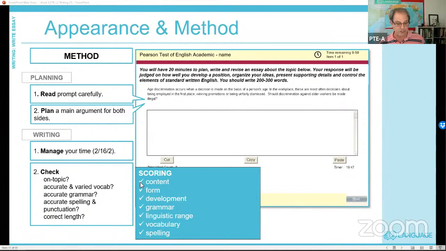You'll be marked on your content, form, the structure of your essay, your development of your ideas, which is essential, which is why I want you to structure your paragraphs exactly as I tell you, so that your development of your ideas or your written discourse will get scored highly. Your grammar must be correct, your linguistic range, vocabulary, and spelling.